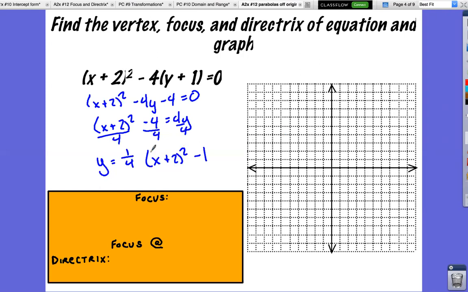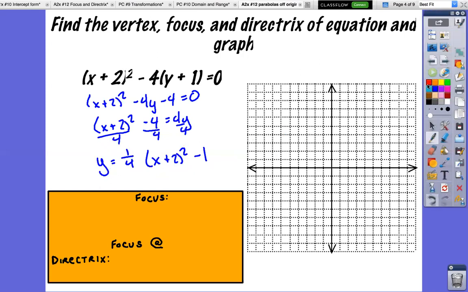So right away, does this open up, down, left, or right? Up. And how do you know it opens up? A is positive and it's a y equals equation. Perfect. So my vertex is -2, -1. So -2, -1, there's my vertex.